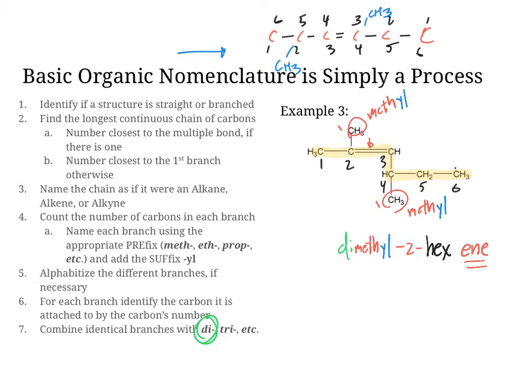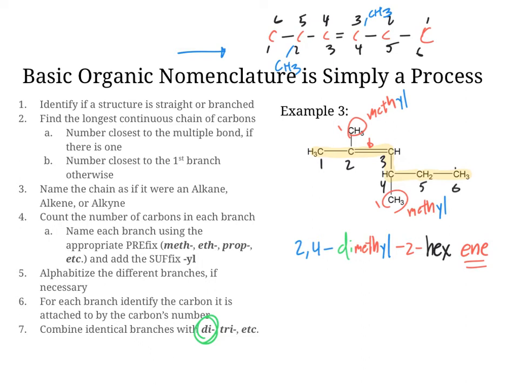And then I need to tell the world where those methyls are located. So there's one on the second carbon and there's one on the fourth carbon. So this would be a 2,4-dimethyl 2-hexene. Now, the actual structure, or the actual punctuation, commas and hyphens, are important.